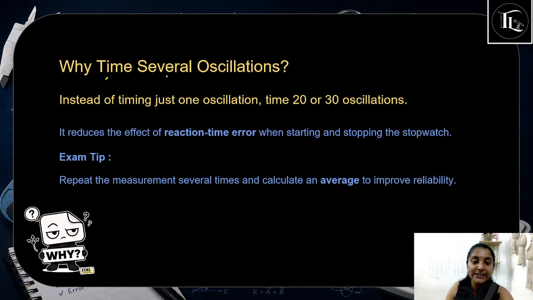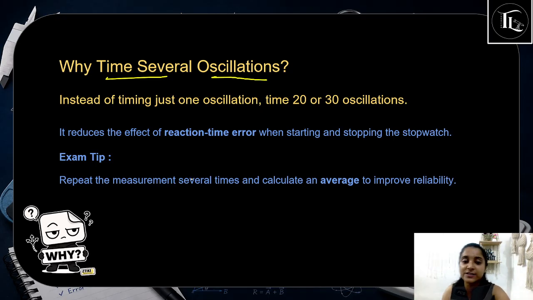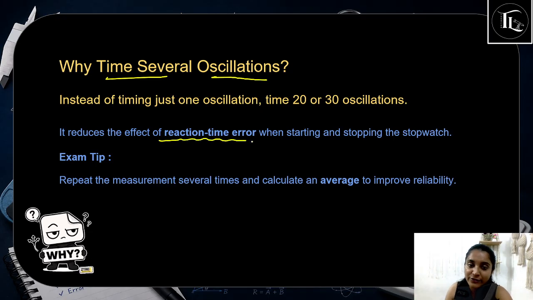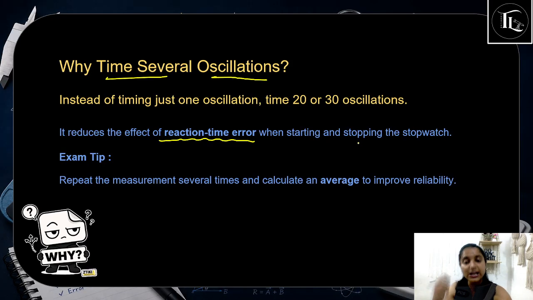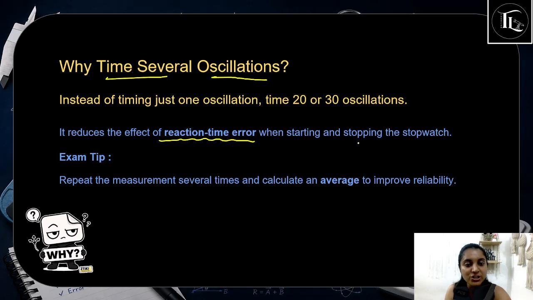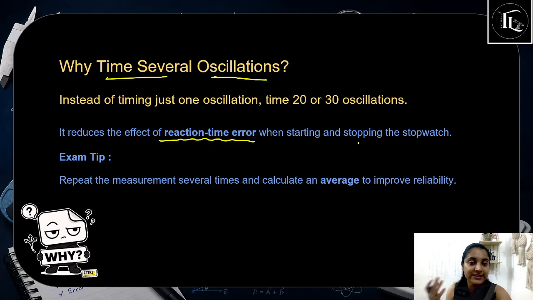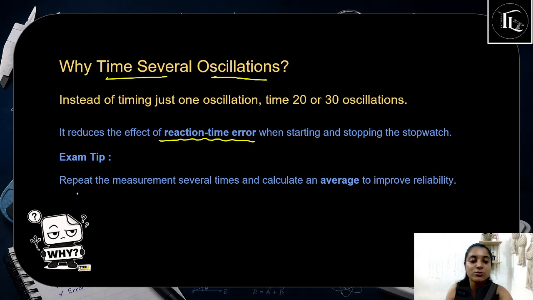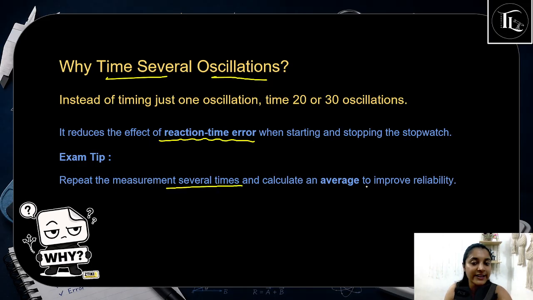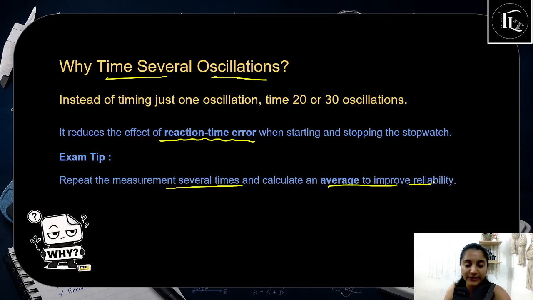Now comes why we time several oscillations. Why aren't we taking just one oscillation? Why do we have to take 20 or 30 oscillations? Because of the effect of reaction time error. When we are starting and stopping the stopwatch, it takes time because it is a human reaction, right? So it's better that we take multiple readings and take the average of that.